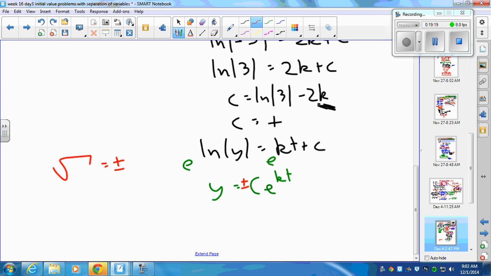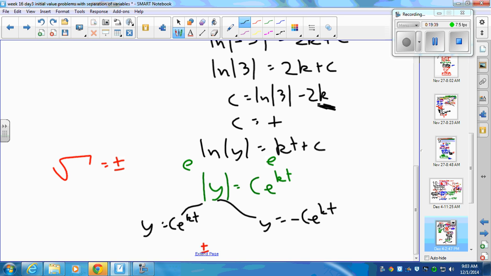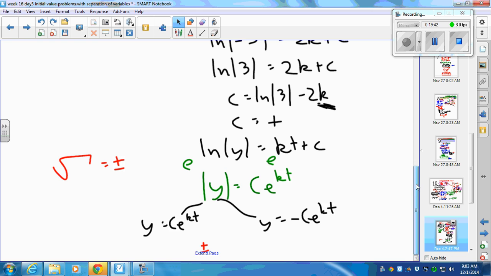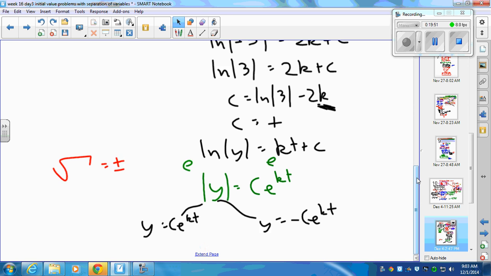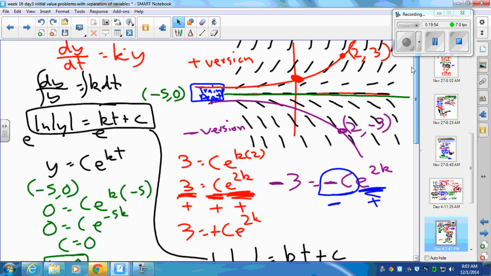That's the real reason, because really, instead of a plus or minus, I should say the absolute value of y is Ce^(kt), which means it's either going to be y equals Ce^(kt), or it's going to be y equals negative Ce^(kt). You don't know which version it is until you know which way you start. So there is that plus or minus part in that section as well, but you can avoid saying plus or minus by just plugging in the points later.